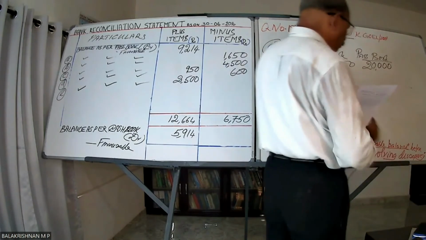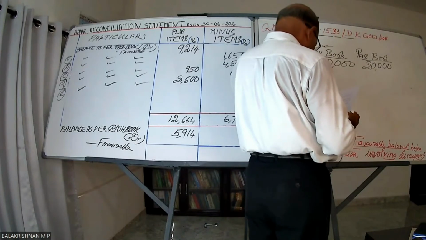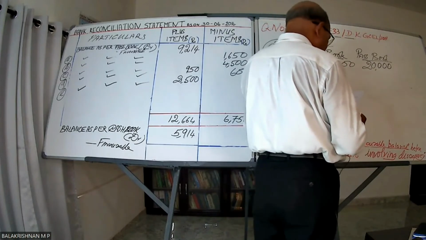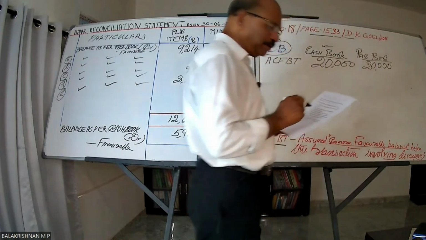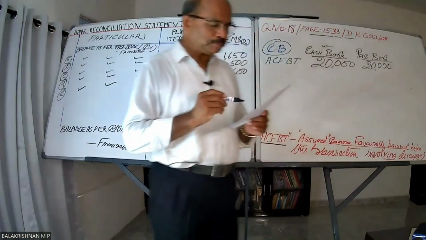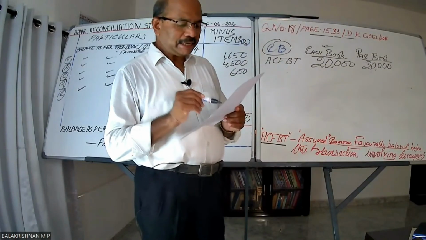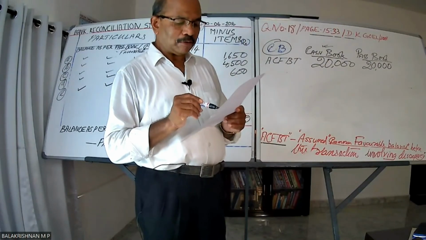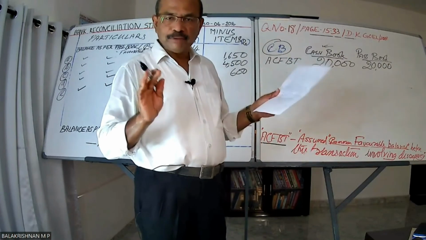A check of rupees 600 received, deposited, and credited by bank was accounted as a receipt in the cash column of the cash book. Well, I read it once again because it's slightly unusual for you. A check of rupees 600 received, deposited, and credited by bank was accounted as receipt in the cash column of the cash book. I deposited something.